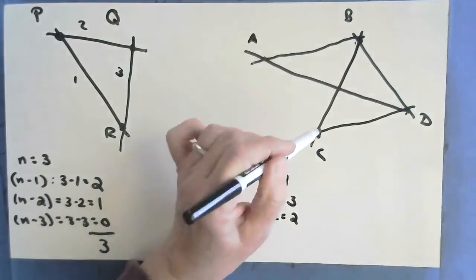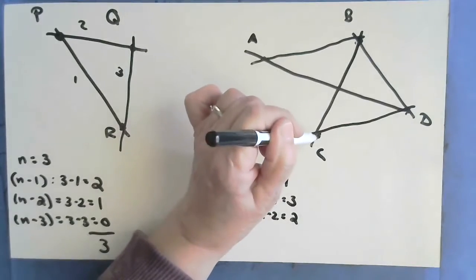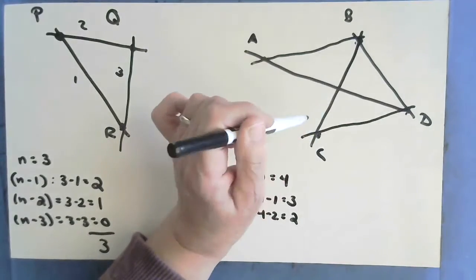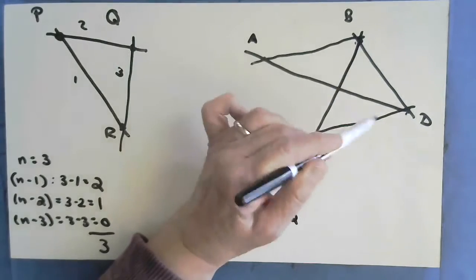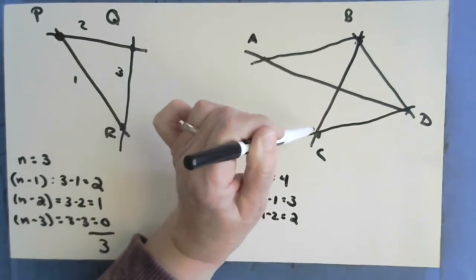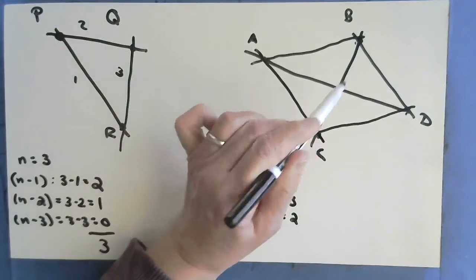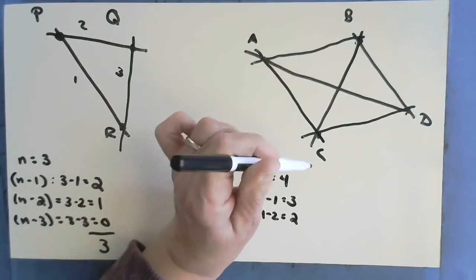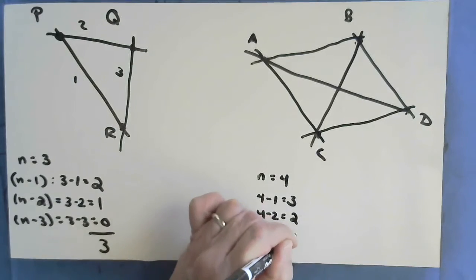But over here, we still have some points that aren't connected. And C is the third point that we want to connect to all the rest. And it connects to A, and there's nothing else that it can connect to that it hasn't already been connected to. So that's 4 minus 3 equals 1.